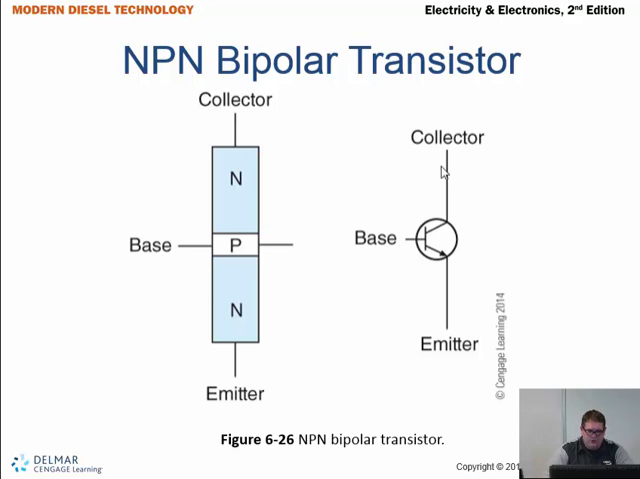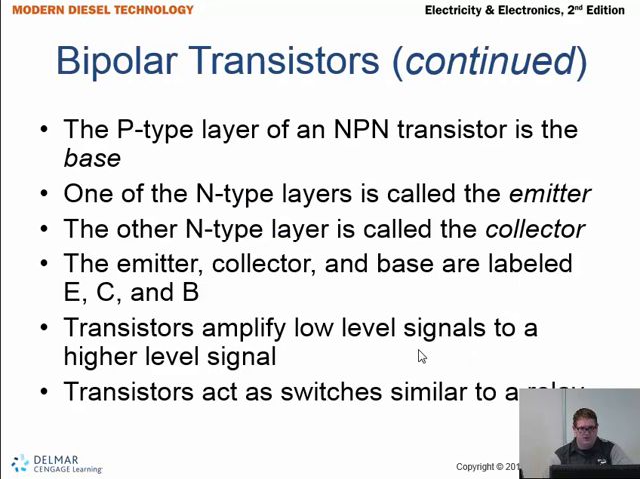Now, with an NPN, we have a collector, here's our N, we have a base, and we have an emitter. This is what that's going to look like as far as a transistor goes.